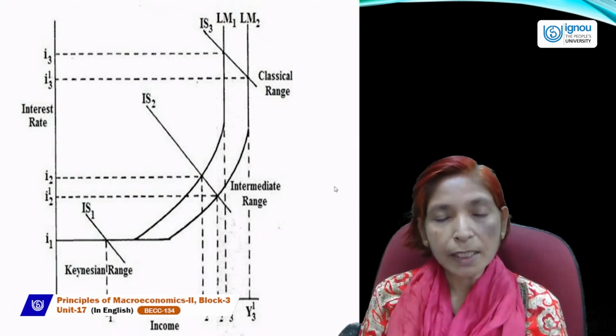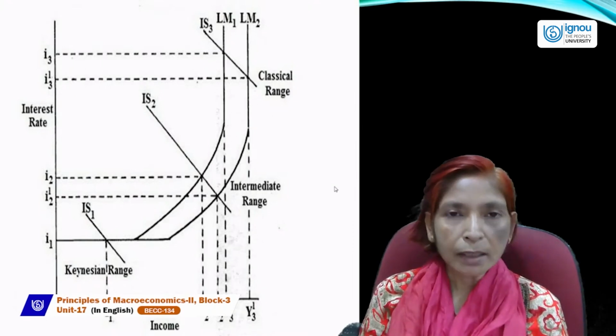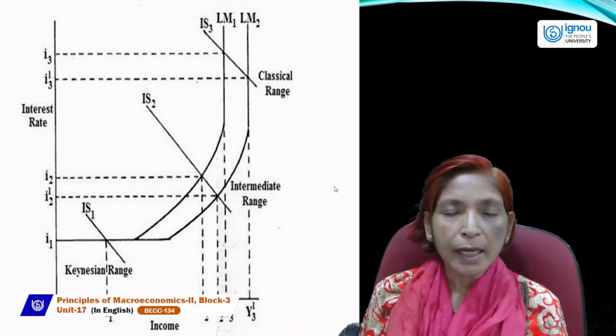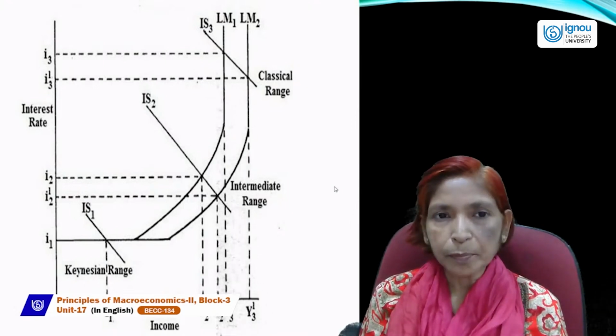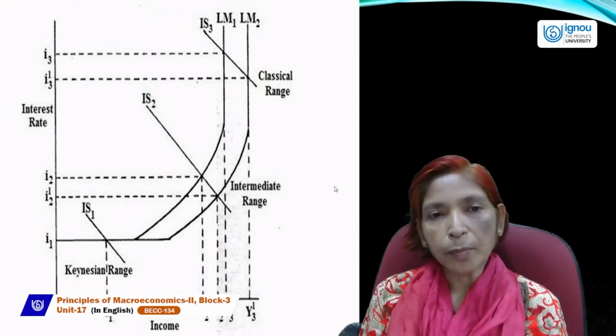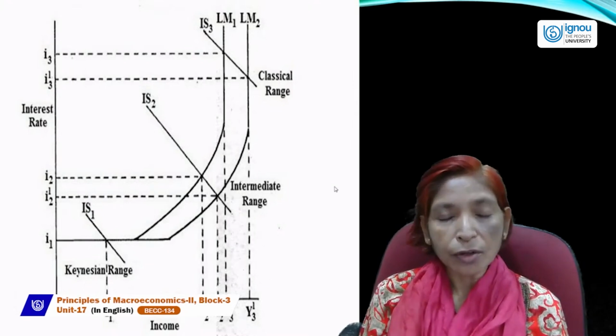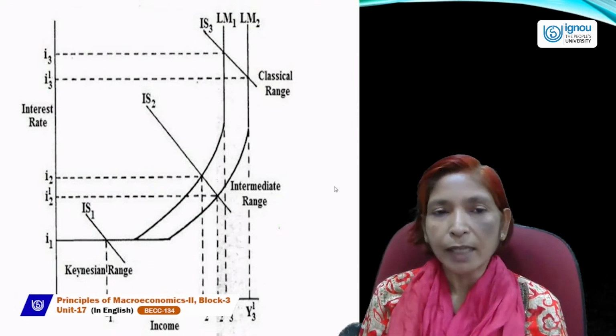Here the LM curve is shifting from LM1 to LM2. Now see the effect of expansionary monetary policy: in which range expansionary monetary policy will affect more, and in which range it will affect less.